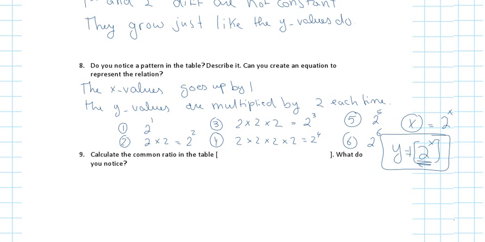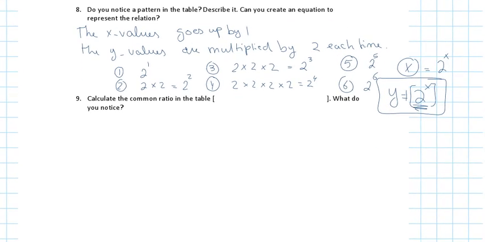So, we did calculate the common ratio, right? And we said to find the common ratio, you do y2 divided by y1. And what did we notice about the ratio? We said that the ratio is constant. And because the ratio is constant, then I know it's exponential.